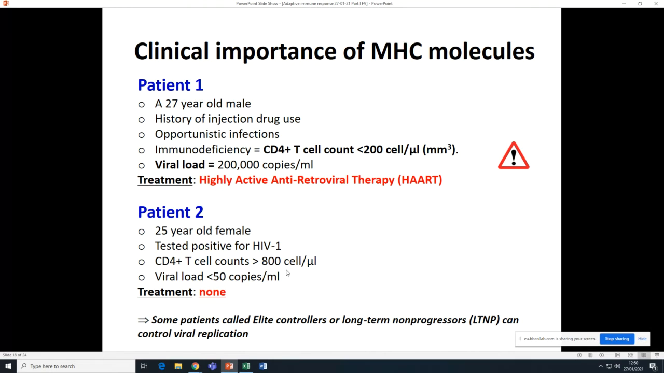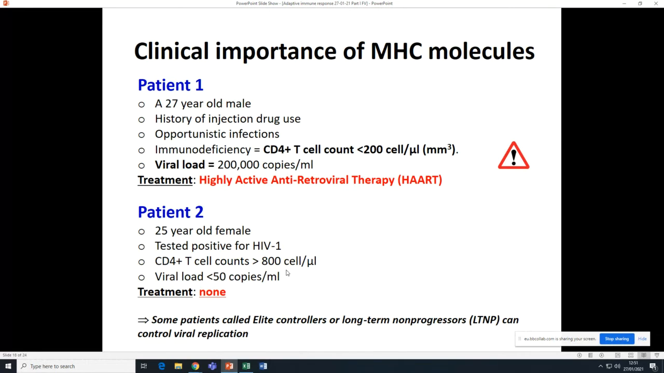We realized that among these patients, we call them elite controllers or long-term non-progressors, because they are able to control the viral replication. And when they looked at the reason why, there are many reasons, but they found out that patient number 2, the female, had a particular MHC molecule. Remember, we're all born with a set of MHC molecules. Hers presented viral peptides from proteins that were not mutated. They were presenting peptides from proteins that the virus could not mutate. If the virus were to mutate this protein, it would affect its viral fitness.